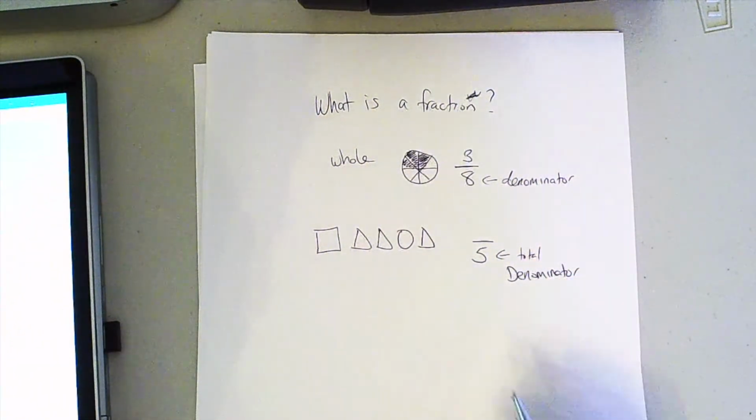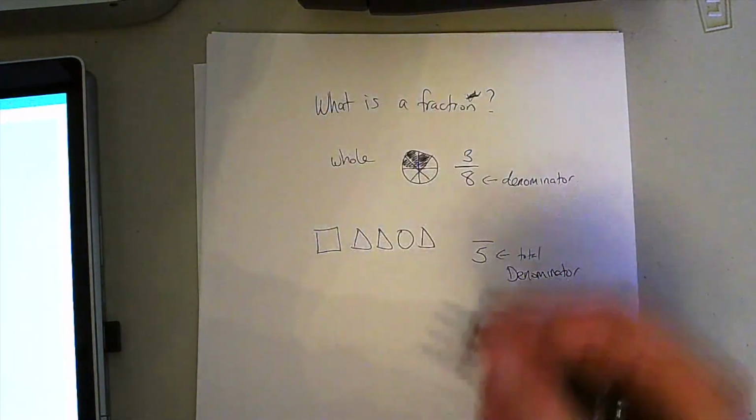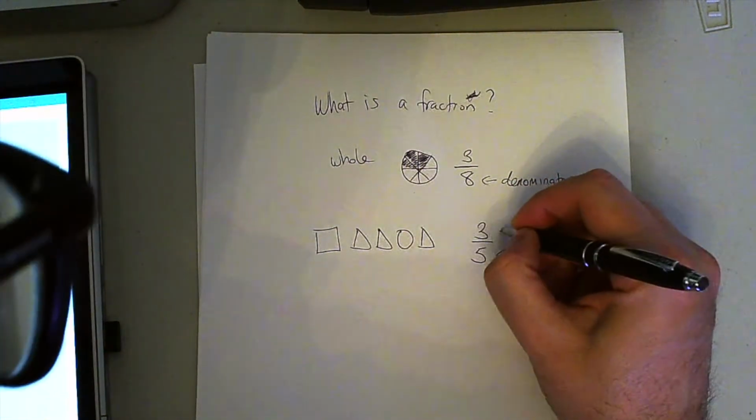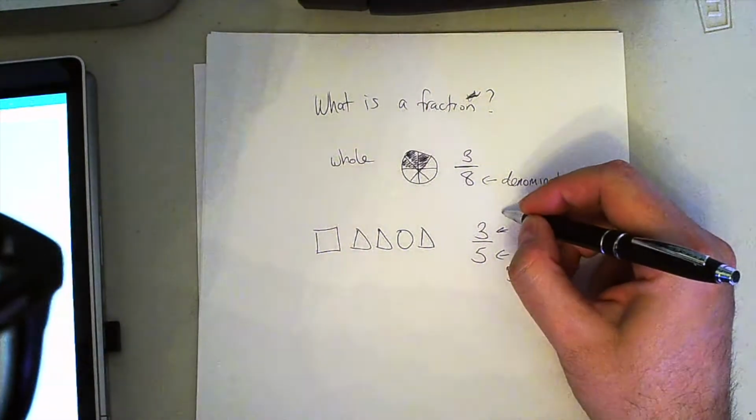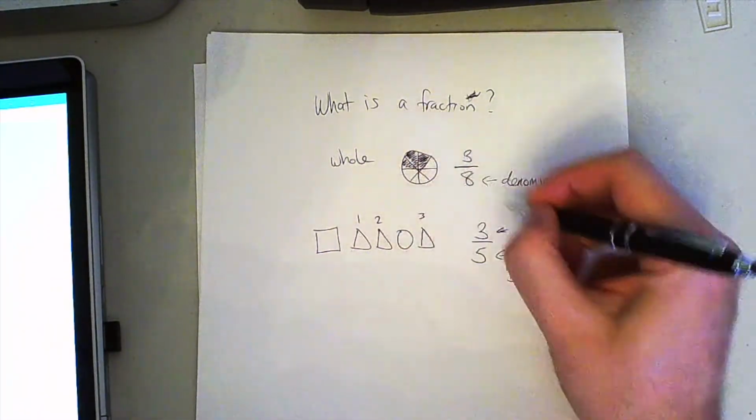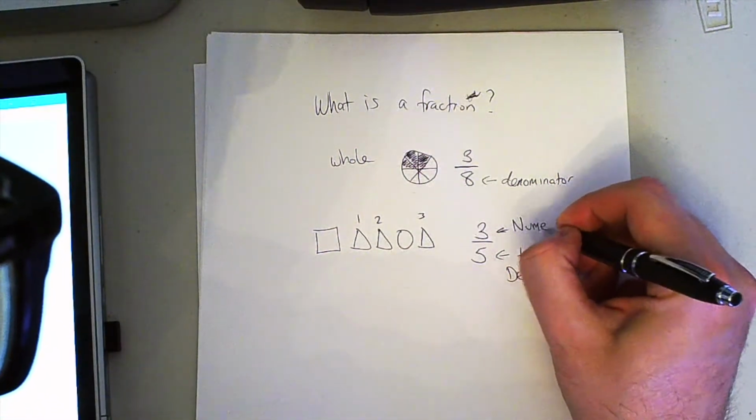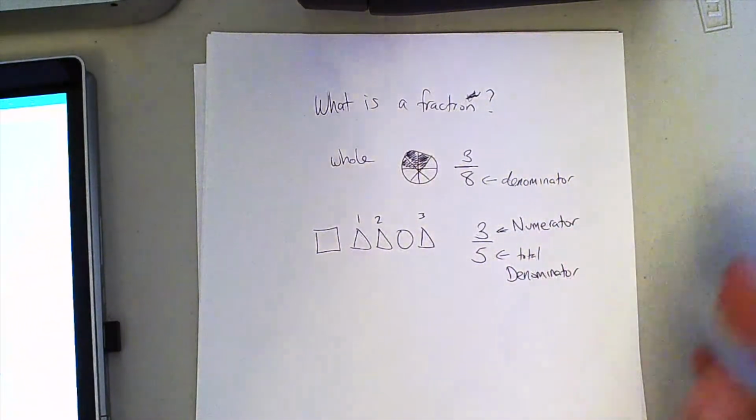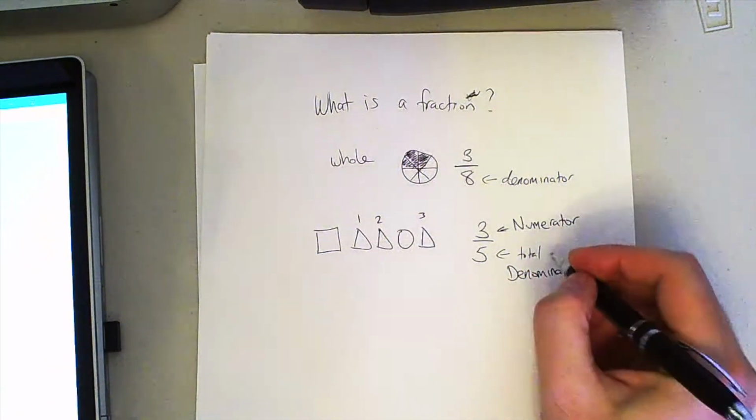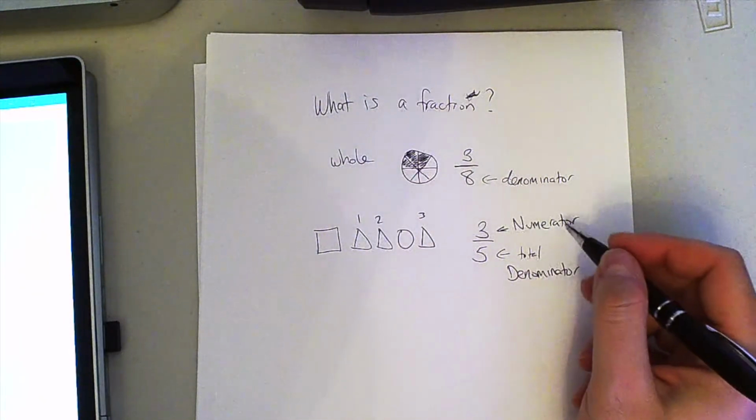Okay. How many triangles are in this set? So if you said 3, you are correct. So that would be the triangles. 1, 2, 3, and we call this the numerator.